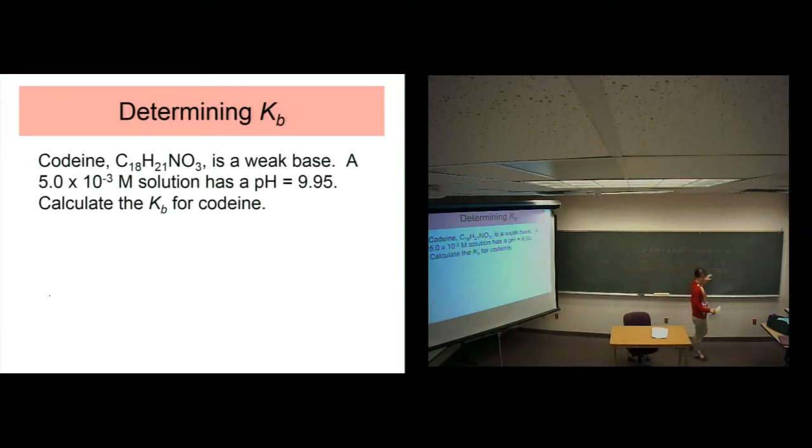Same thing, except we have a little bit going on with the pH, and we use the pH to find the OH concentration. That's the one little thing we're adding on to our ICE table. So we're going to use the pH to find that OH concentration.